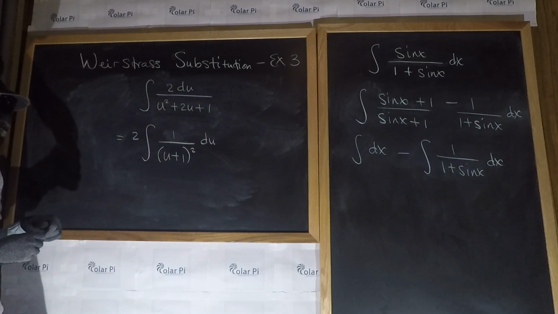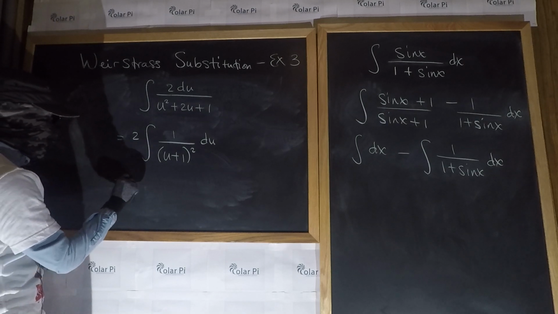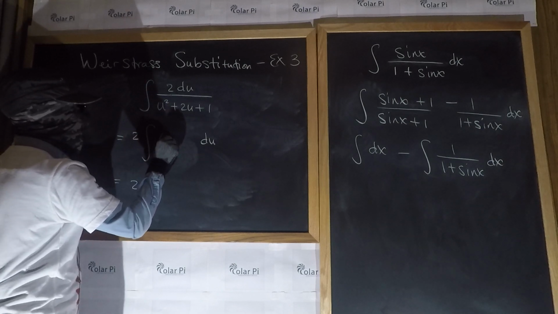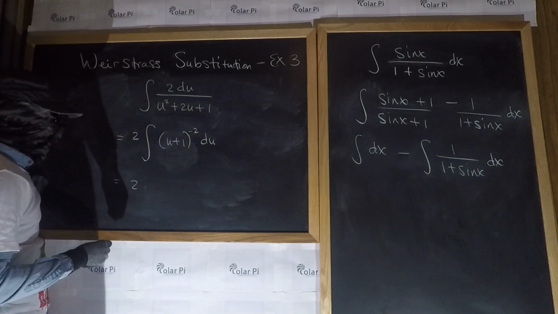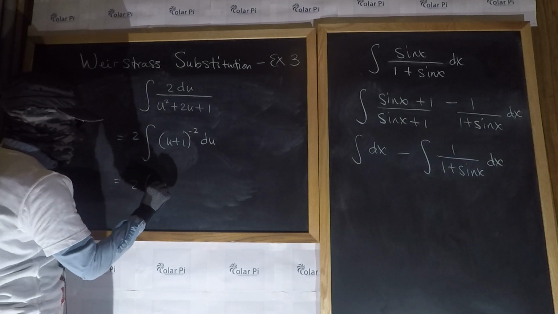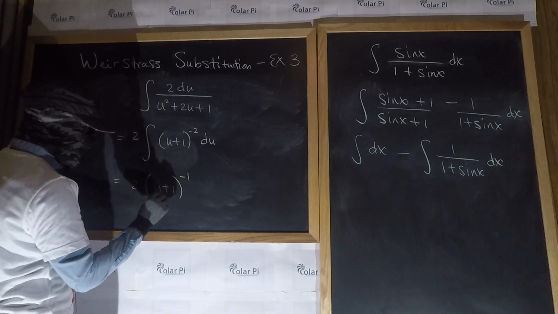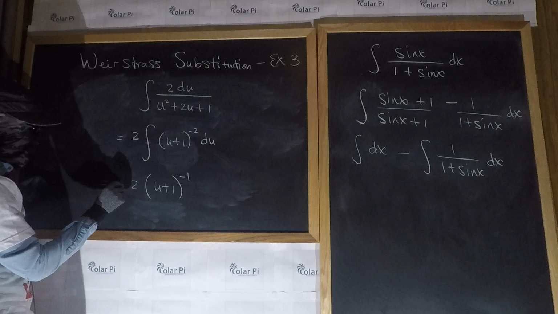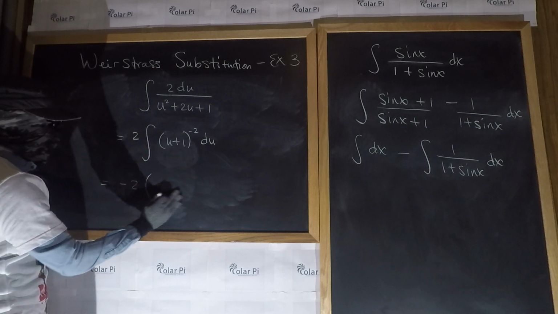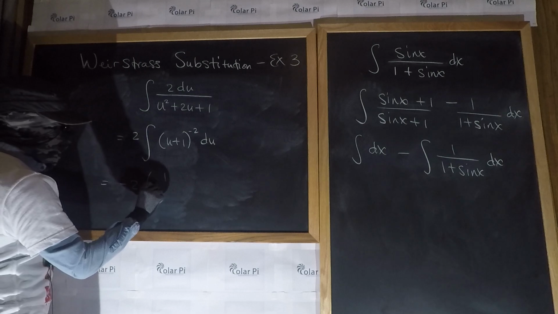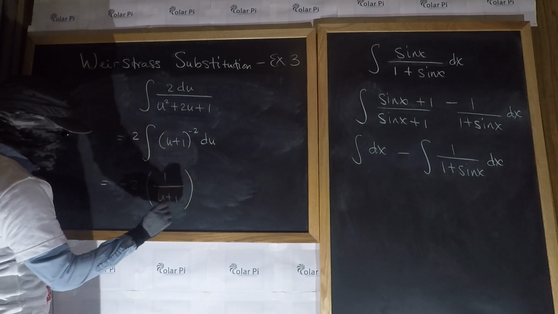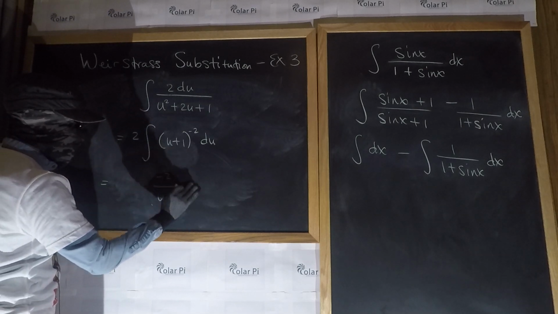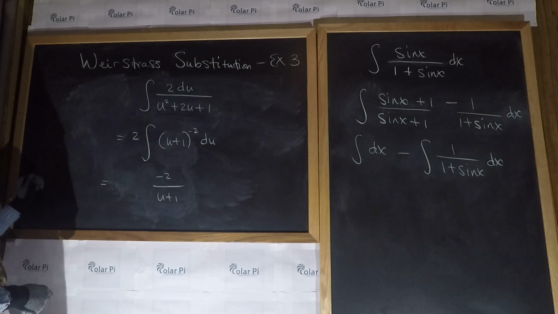Okay, and of course then next, what we have is the same as, well, first this is u plus 1 to the power negative 2. So we get u plus 1 to the power negative 1 over negative 1. But no need to write over negative 1. I could just put the negative in front of the 2. And this is really 1 over u plus 1, right? And so this is cumbersome too. I could just write a negative 2 right here. Okay, and that's what we've got.